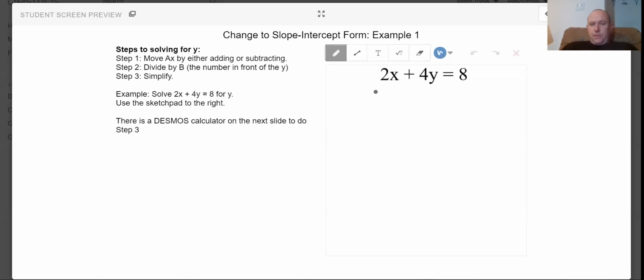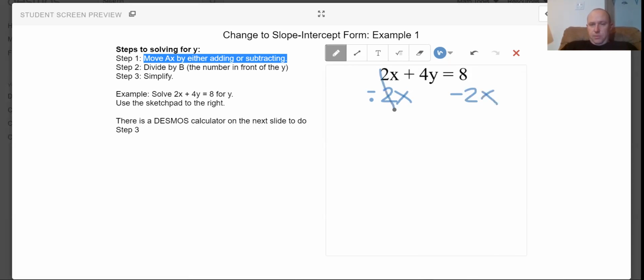So I'm moving things from one side to the other. I want to move the 2x away from here. This is what step 1 says: I want to move the ax across by either adding or subtracting, and we do it by doing opposites. As this is a positive 2x, I'm going to do a negative 2x.